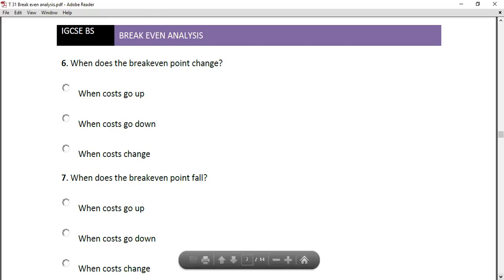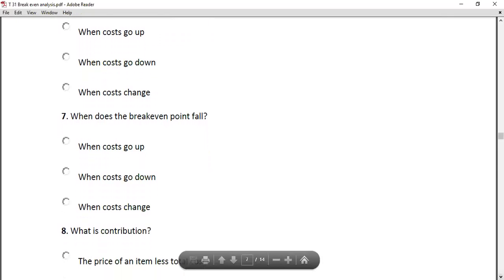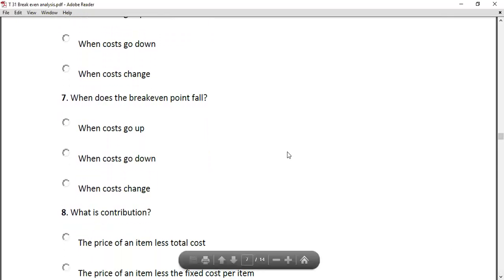6.3, right. Question number 7: when does the break-even point fall? From today's lesson, we found certain scenarios when the break-even point falls. When cost goes up, break-even point also increases; I told you there's a positive relationship. When cost goes down, break-even point will fall. So the answer is 7.2, break-even point will fall when cost goes down.